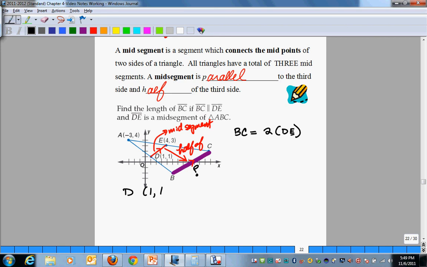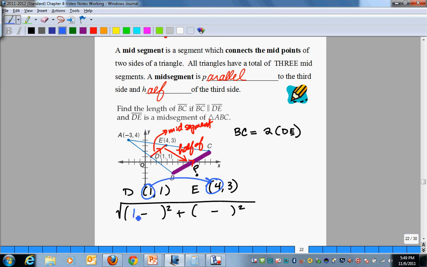D is at 1, 1. E is at 4, 3. Go ahead and write your template. I'm going to pause, let you write your template out. We're going to subtract the x's, left to right. Subtract the y's, left to right.